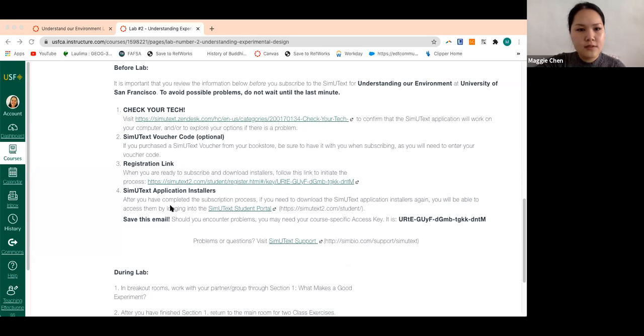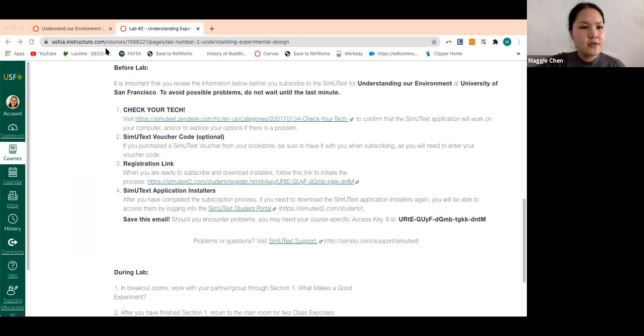If we click into Simutext, on the main page we have Isle Royale and Understanding Experimental Design. Isle Royale is for Lab 3, where we're looking at predator-prey relationships and things like that. But today we're looking at Understanding Experimental Design. If we select that, it takes us to our main exercise for today.